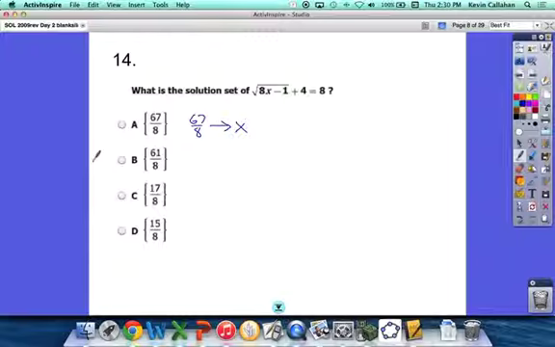Okay. So remember this, the steps are isolate the radical and then undo the radical. In this case, subtract 4. So you've got the square root of 8x minus 1 equals 4. And then how do you undo a square root? You square both sides, right? So this is squared and squared. So 8x minus 1 equals 16.